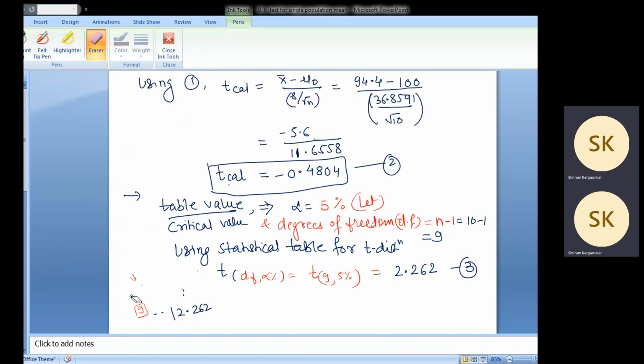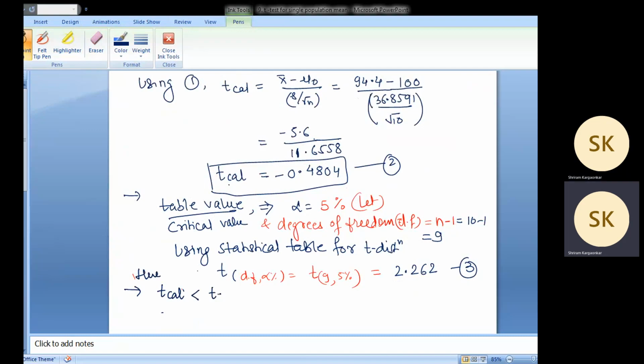Now comparing both the values, what we observe is that the calculated value is less than the table value. Okay, the calculated value is less than the critical value, you can say. Don't get confused. Table value means critical value.